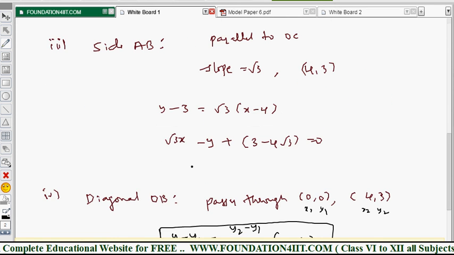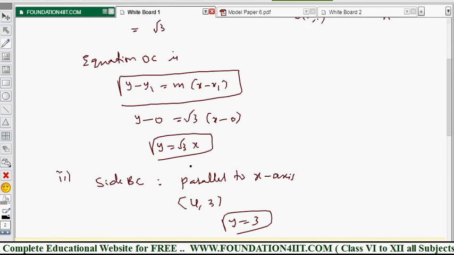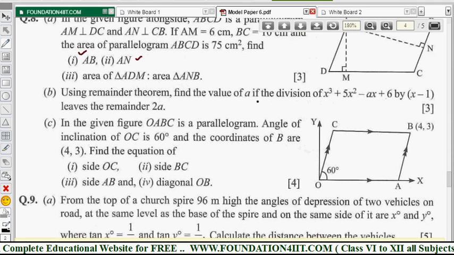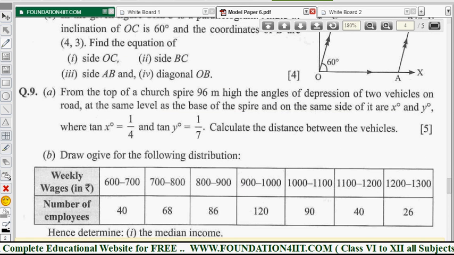Four equations: this 1, 2, 3, 4. By using the formulas only, you can find them simply. This is about question number 8. Now let us see question number 9. We'll solve these problems.